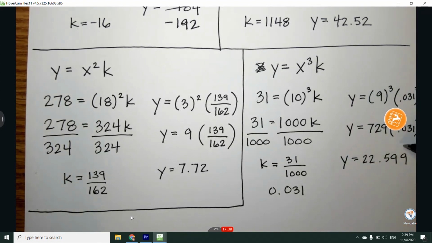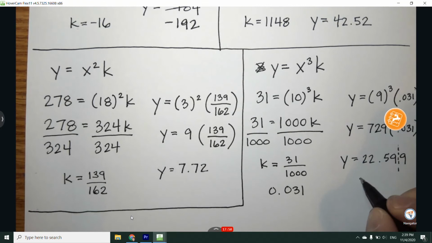And so that gives us 22.599. Remember, we're cutting it off at 2 decimal places, so it cuts off here, right? This 9 makes this go up to be the next number, which is going to be a 0, which pushes this up to be a 6. So we're going to say that this is 22.60.